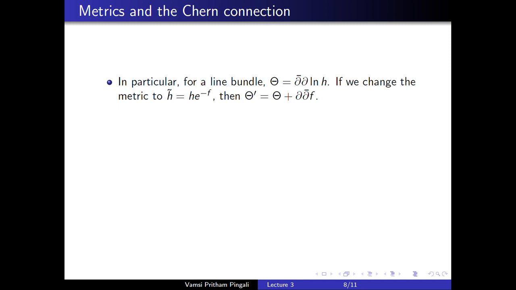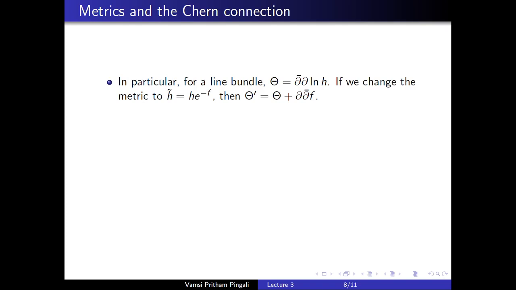This is an obvious fact from linear algebra, right? So akin to that, if you take any two metrics on a line bundle, they're related by multiplication by a positive function, namely of the form e raised to minus f. So if you change your metric h to h tilde, which is h times e raised to minus f, then the curvature changes, and you can compute this on your own. Theta prime is theta plus del bar f.